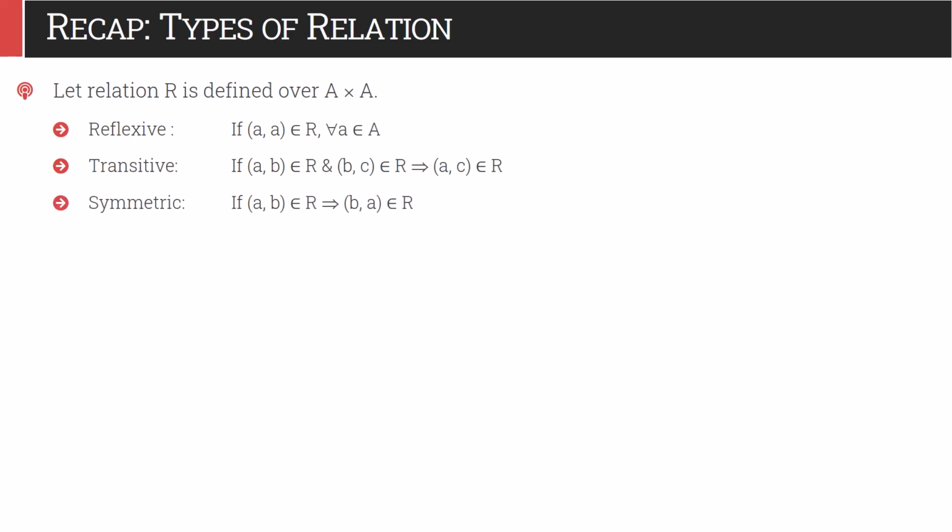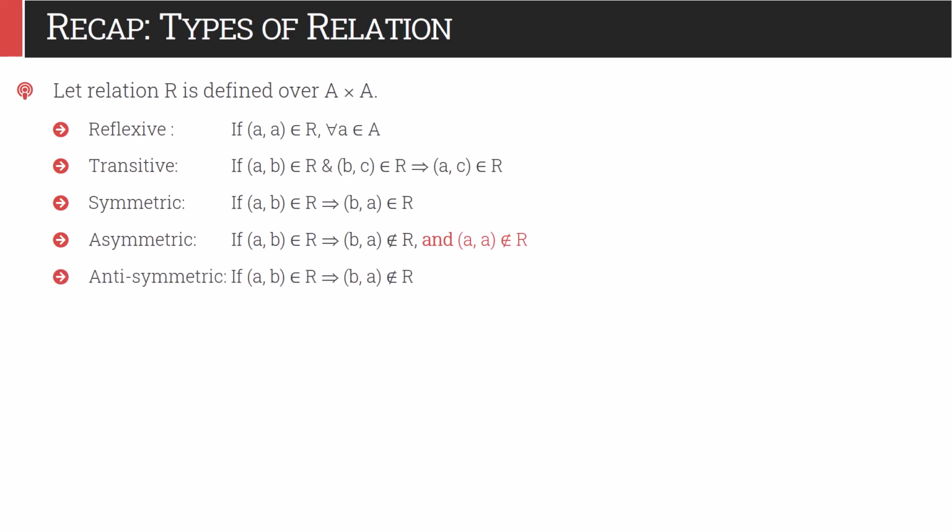For a symmetric relation, we can say if (a,b) is in R, then (b,a) should be in R. If (a,b) is in R, then (b,a) should not be in R, and (a,a) is also not allowed to be in R, then we can say the relation is asymmetric. For an antisymmetric relation, only the first half of the asymmetric condition should hold. That is, if (a,b) is in R, then (b,a) is not allowed to be in R, but (a,a) can be in R in case of an antisymmetric relation.